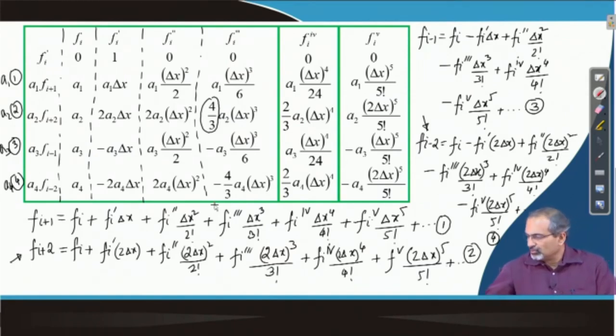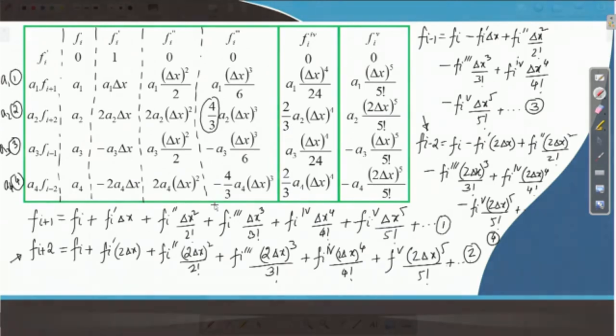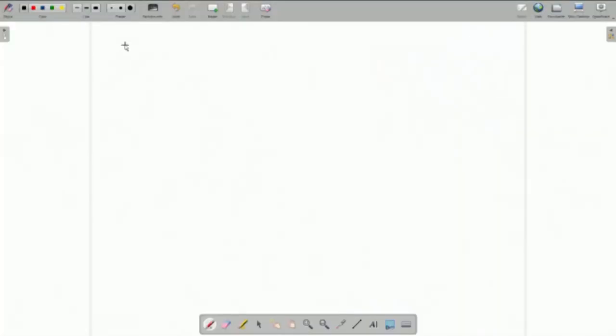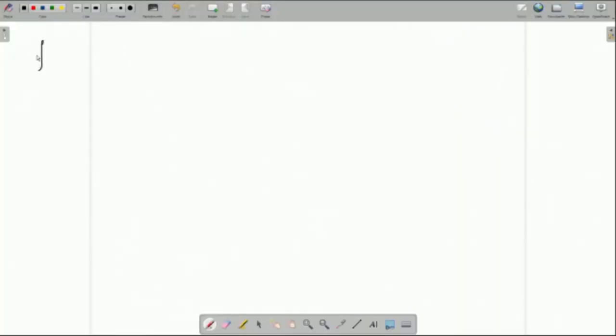So, let us try to look at that calculation once more in detail for this problem. It is a little laborious, but we will do it nevertheless, so that we can actually get a feel of the calculations which are involved. So, the equations that we will have coming from those four columns of information, let us try to write them down one after the other. So, if you look at the f I dash column, from there you will get an equation which looks like this.